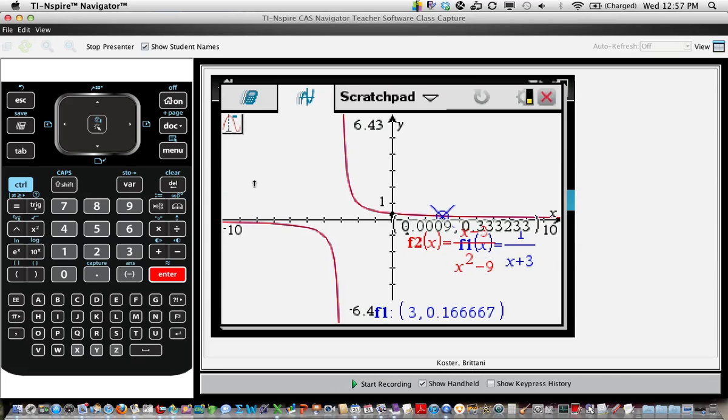You put a 3 in, you get 1/6. Now hit the up arrow. Remember we talked about that the other day? That'll take you to the other graph. She hits the up arrow, 3 is undefined. So right at that point right there, there's a hole in the graph.